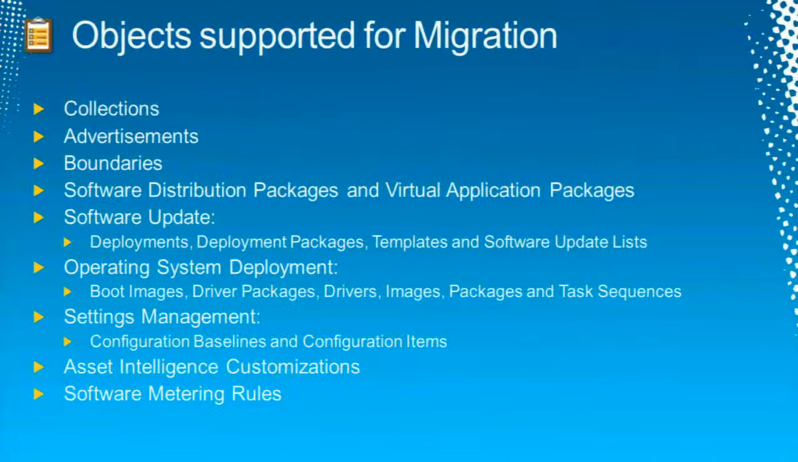Operating system, everything for OSD. Task sequences, drivers, driver packages, OS install packages, OS images. DCM, or what we used to call them DCM, configuration items, configuration baselines. Asset intelligence customizations, so custom categories, families, labels, any software you've manually identified over, we can migrate that over. Any hardware requirements that you've generated, we can migrate those over. And software metering rules. So there are those automated system-generated rules or rules that you may have created on your own. So those are the objects that we can migrate over, so it's a pretty complete list.